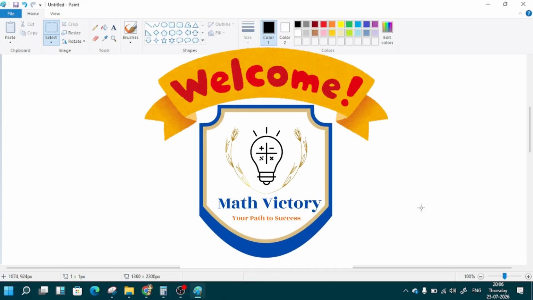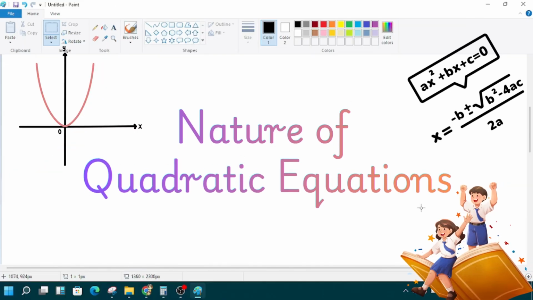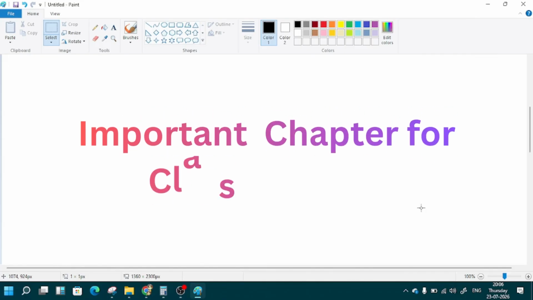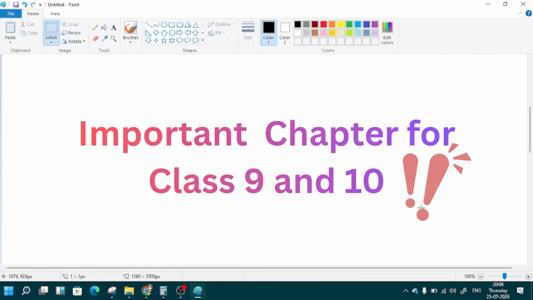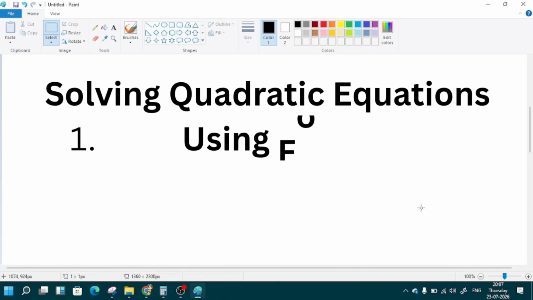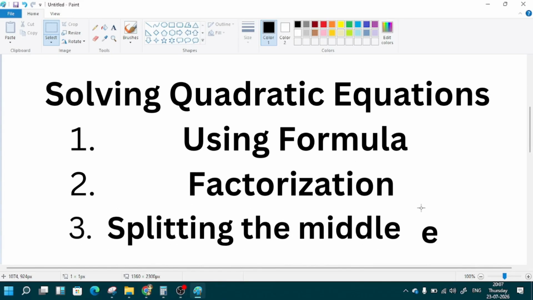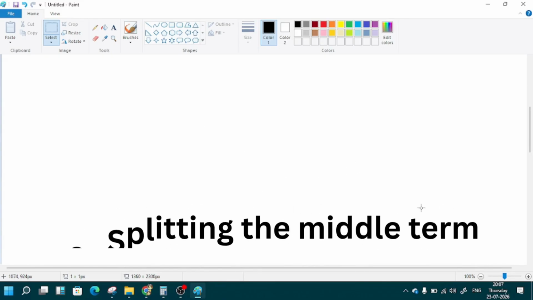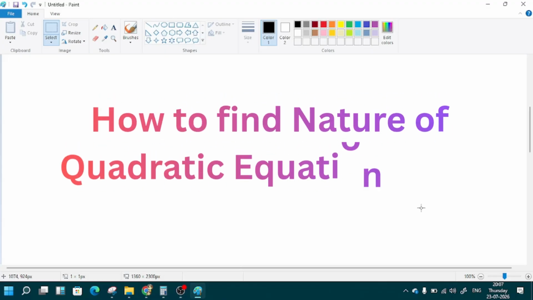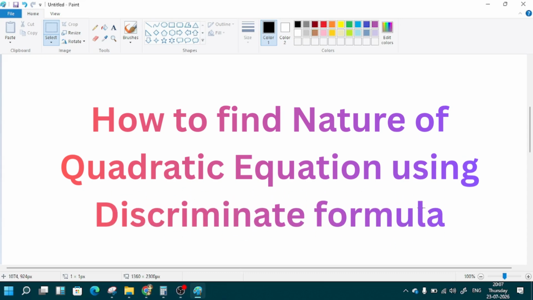In today's video, we are going to see how to find the nature of a quadratic equation. Quadratic equations come to CBSE students in class 9 and 10. You know how to factorize using the formula method, factorization, and splitting the middle term. Now, in today's class, we are going to see how to find the nature of the quadratic equation using the discriminant formula.